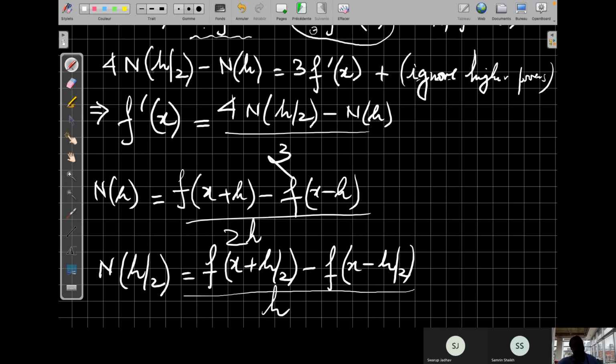So I just calculate these two values, N(h) I have to calculate and N(h/2) I have to calculate. Plug it into this formula, और ये जो formula है, which formula? Plug it into this formula and you will get an estimate of the first derivative of f(x). I can do the same thing again to find out the second derivative of f(x).